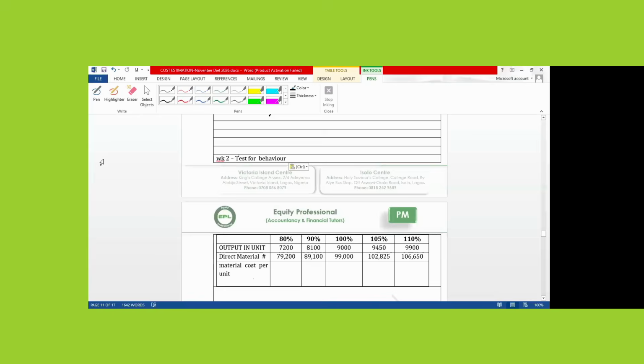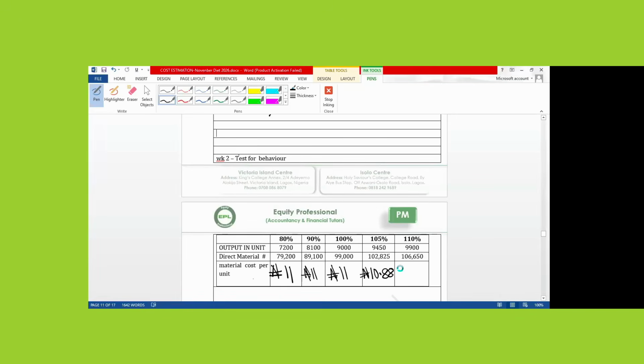What is the material cost per unit here? 11 naira. Next, 11 naira. Next, 11 naira. Third one, 11 naira. The fourth one is 10.9, 10.8. Thank you.